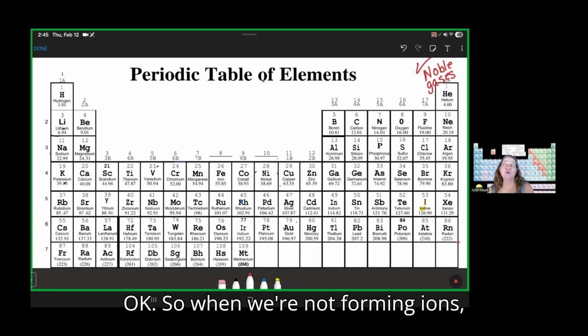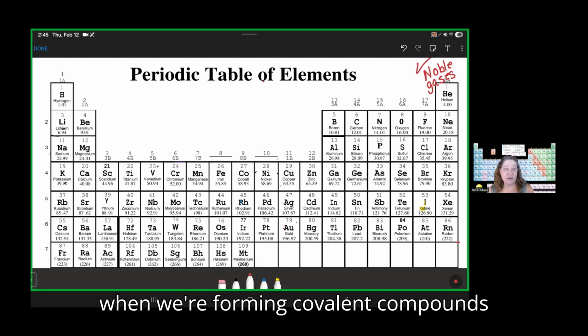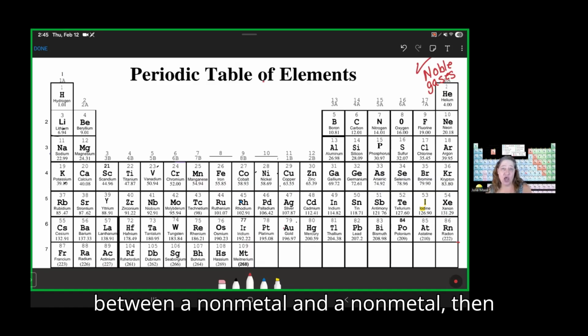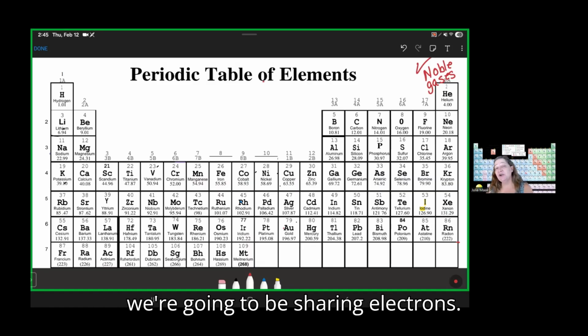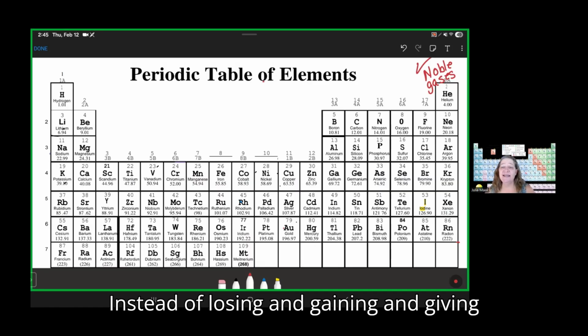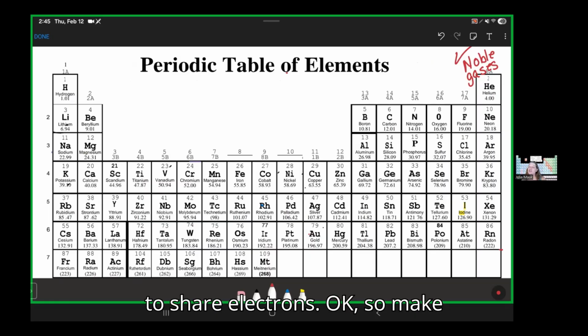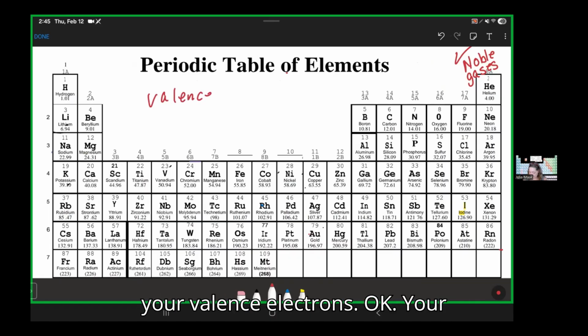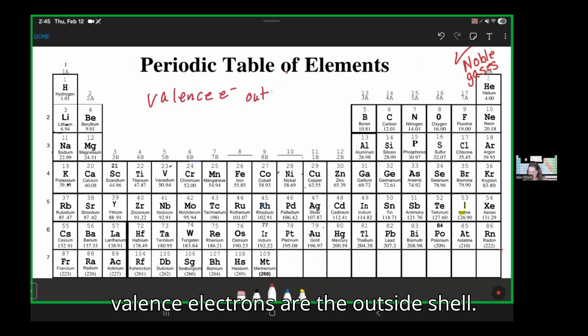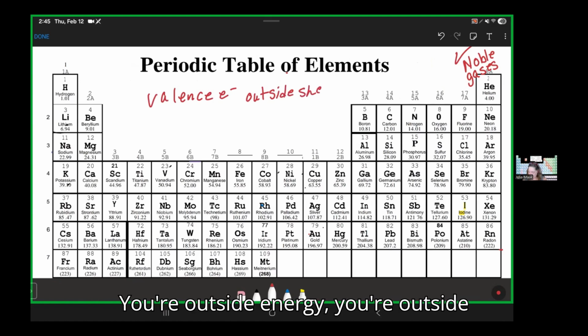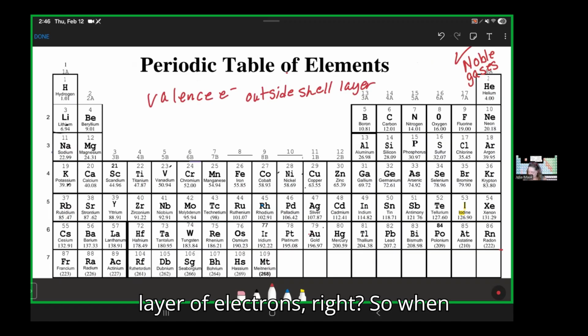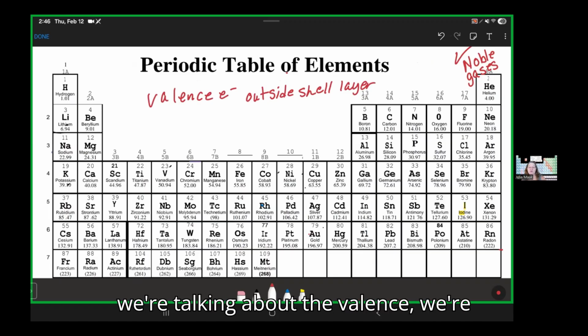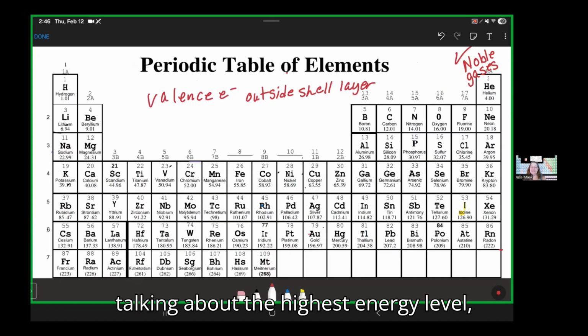Okay, so when we're not forming ions, when we're forming covalent compounds between a nonmetal and a nonmetal, then we're going to be sharing electrons. Instead of losing and gaining and giving away our electrons, we're actually going to share electrons to make it seem like we have that same as the noble gases. And so let's talk about the valence shell, your valence electrons. Your valence electrons are the outside shell, your outside layer of electrons. So when we're talking about the valence, we're talking about the highest energy level.